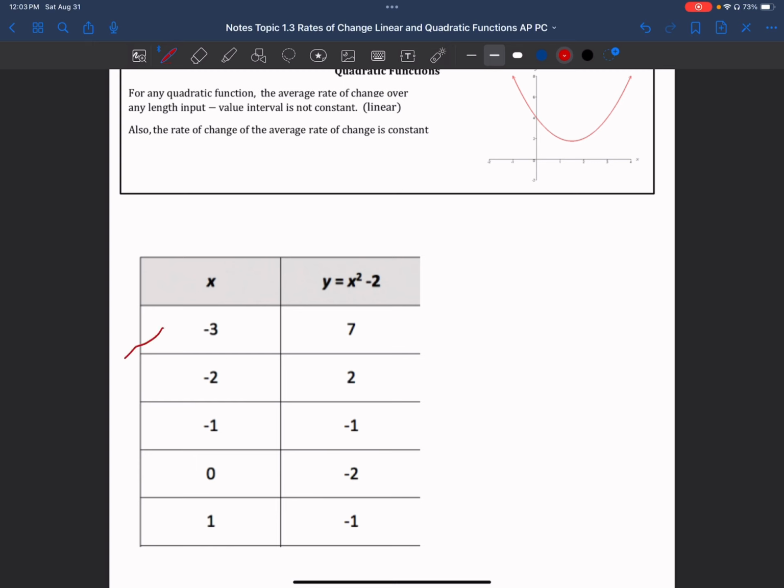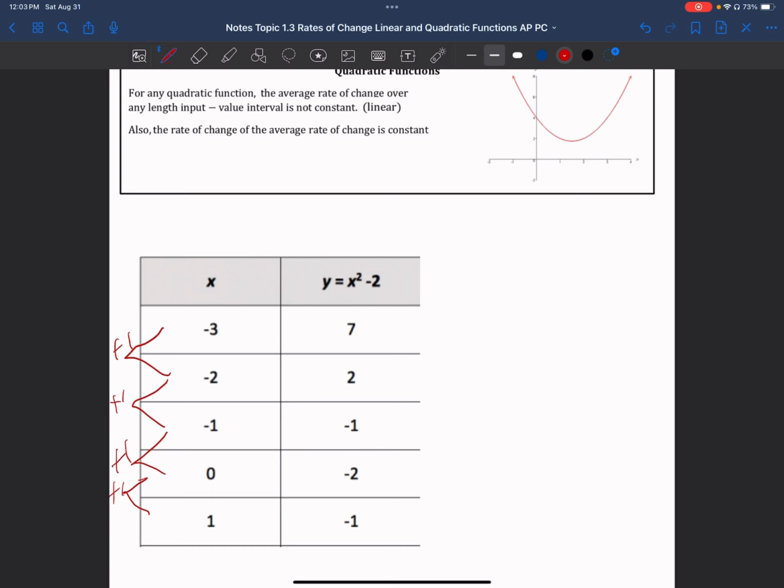So same thing on the left side. To go from -3 to -2, I'm going to add 1. From -2 to -1, I'm going to add 1. From -1 to 0, I'm going to add 1. And then from 0 to 1, I'm going to add 1.